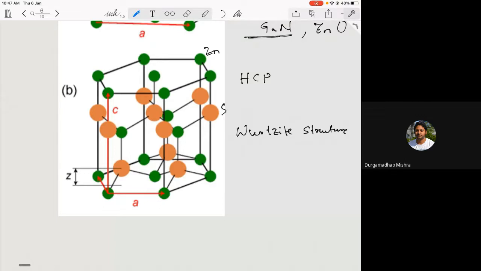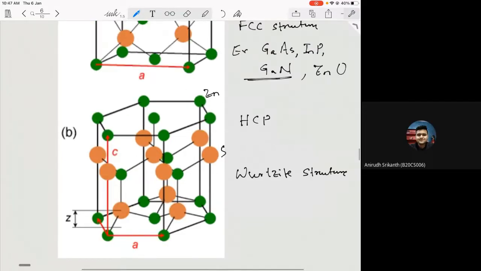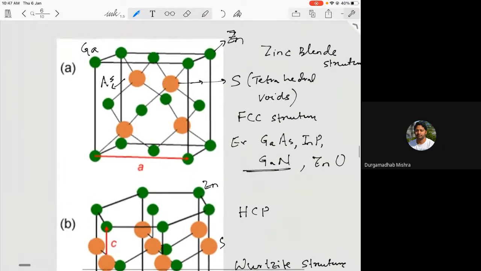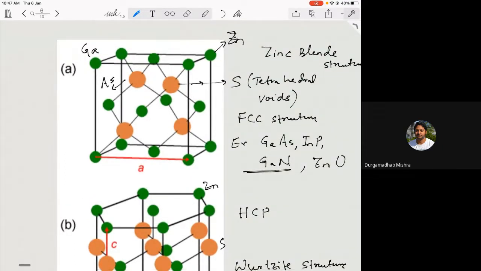So for example, if you take wurtzite, sorry, sulfide, is it in the octahedral voids? No, in tetrahedral. This is again very similar to carbon. So this is in the tetrahedral void. The question, I think Anirudh is asking, is whether in HCP it is an octahedral void.